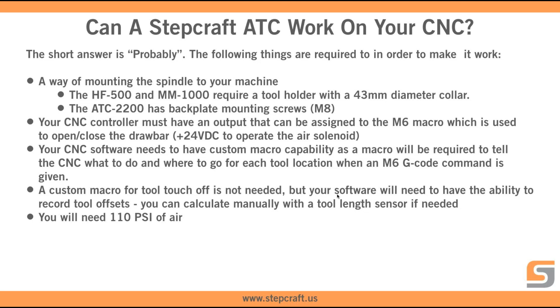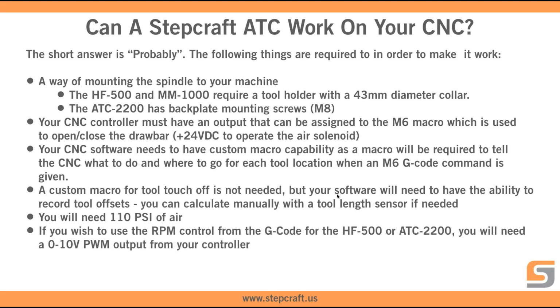You need 110 psi of air. I'd said that before. And if you wish to use the RPM control from the G-code for either the HF500 or the larger 2200 ATC, you need to have a 0 to 10 volt PWM output from your controller. So we're using a PWM output that is variable from 0 to 10 volts, and that's what is telling the controller for the HF500 or the VFD how fast you want the RPMs to go. Some machines will have 0 to 5 volts, and on a VFD you can program it to do either 0 to 10 or 0 to 5, so that's fine. But you need to have that PWM signal assigned to your RPM in your G-code. So those are the things you have to find out before you are able to integrate it.